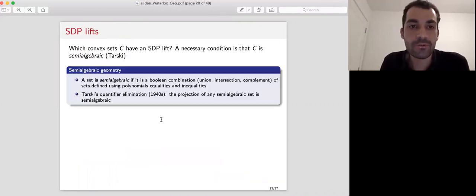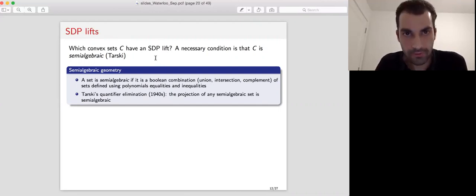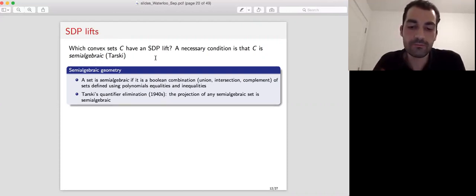So a natural question that was considered in the optimization literature is which convex sets actually have an SDP lift? Which convex sets can I write as the projection of some set defined using an LMI? By LMI, I mean a linear matrix inequality.